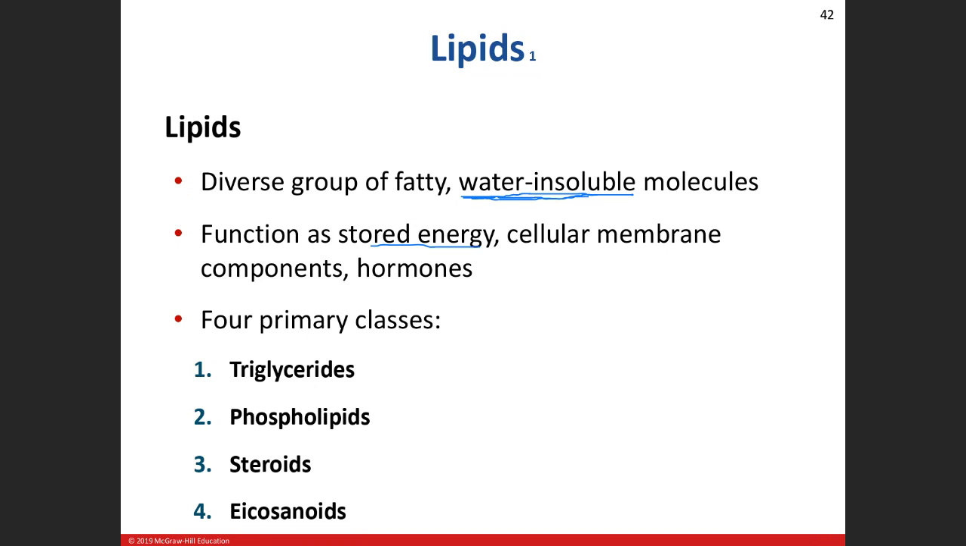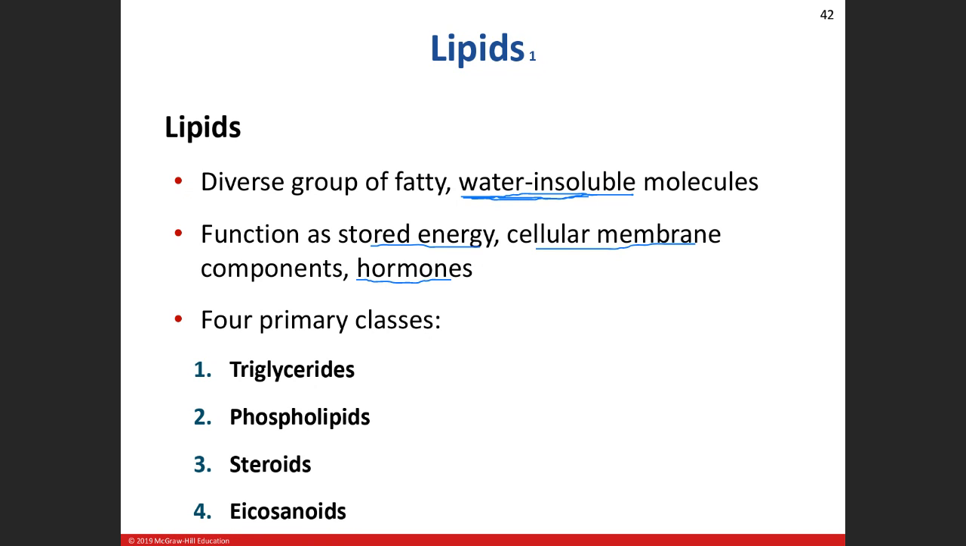The cellular membrane, the plasma membrane, is going to use lots of these lipids in its construction. And then in chapter 17, you'll get to learn about the hormones. Lipids are used in the synthesis of hormones, and hormones are the chemical messengers that help with certain biological functions in your body. There are four classes of lipids. Triglycerides.